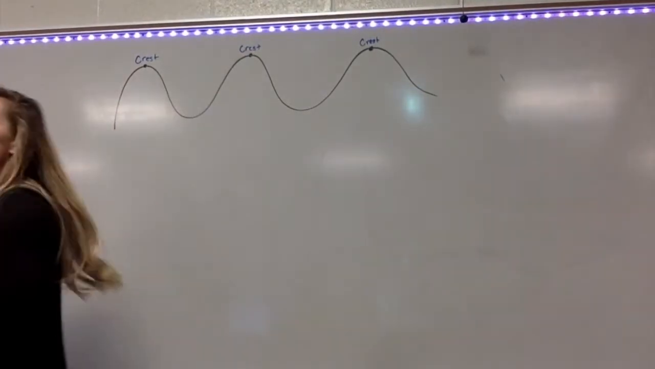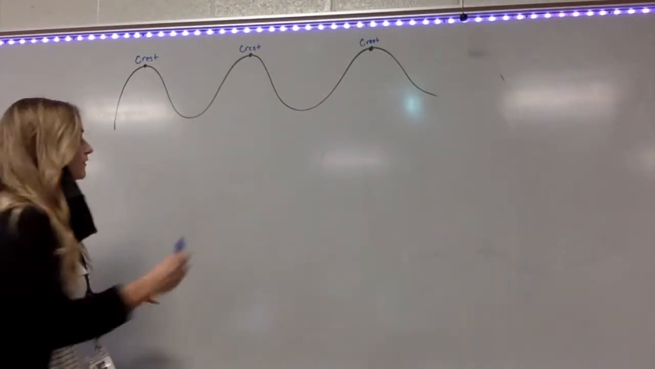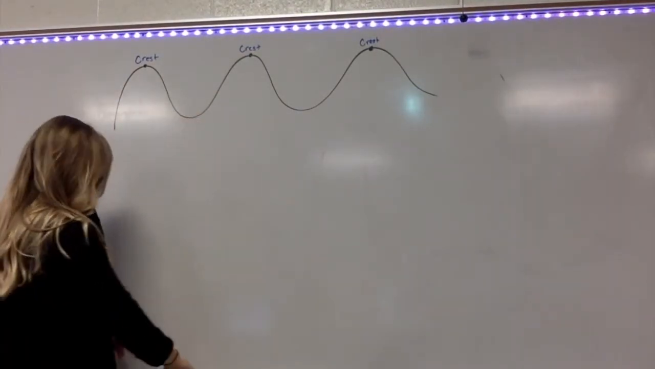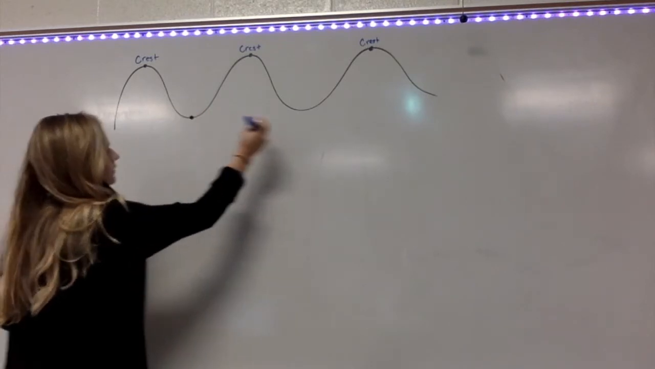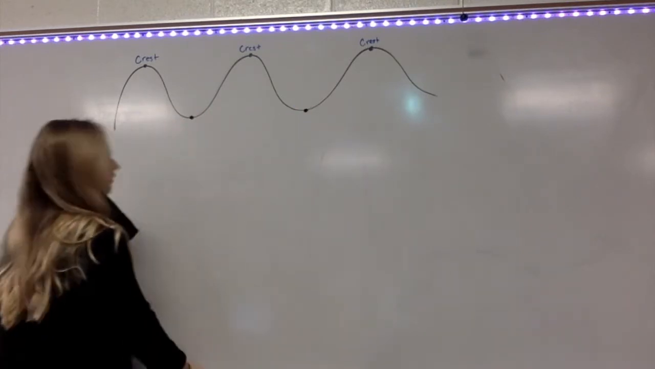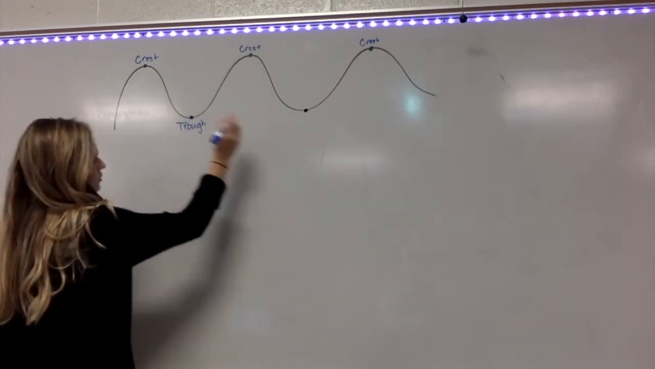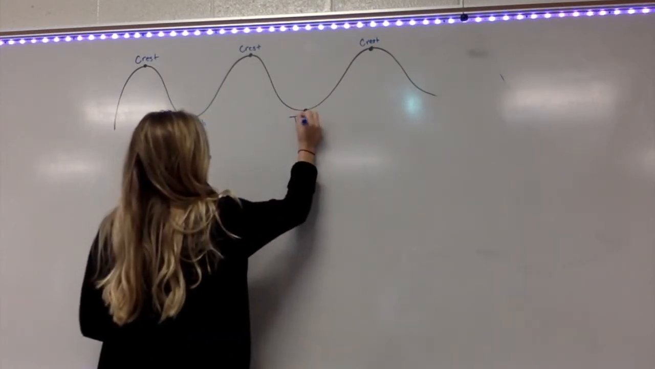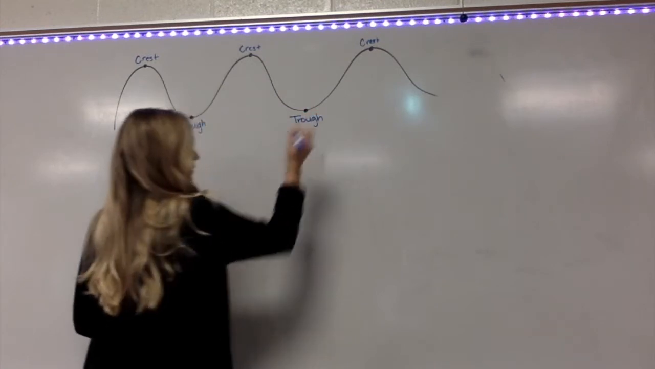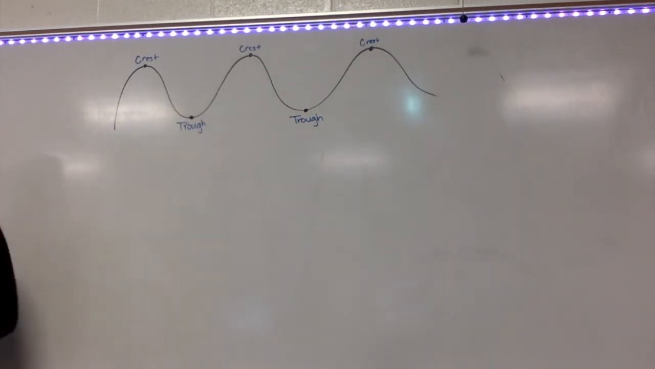Anytime that I'm looking at the bottom of a transverse wave, it is a trough. So these bottom pieces here are troughs. T-R-O-U-G-H. Trough. Make sure you're labeling yours as well.